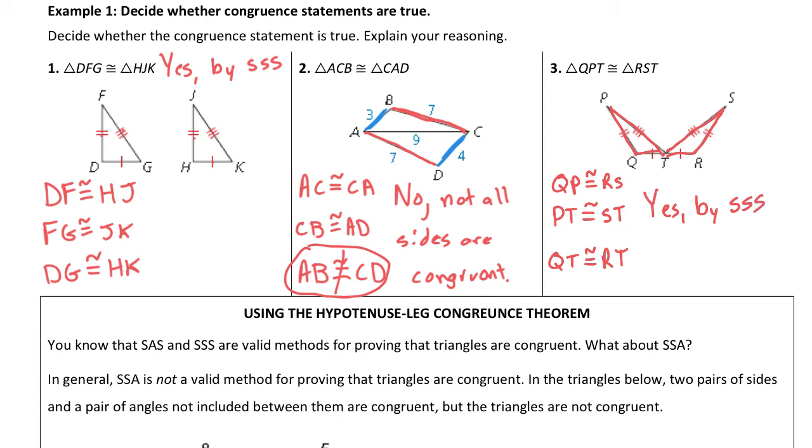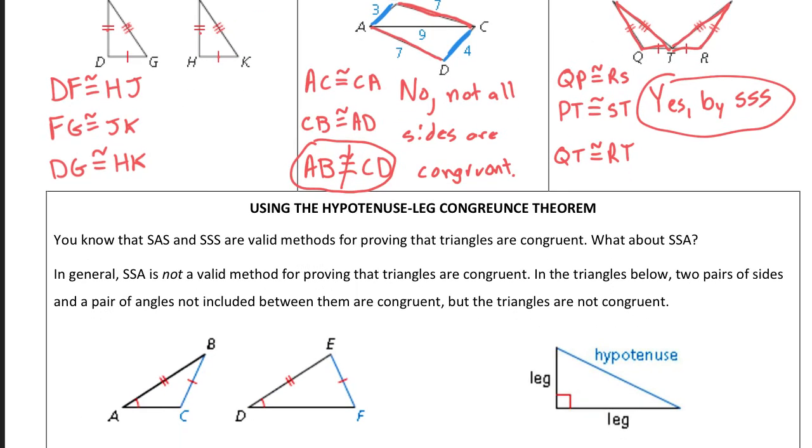So it's me defining what corresponding parts are congruent, and is that enough to call them congruent by side, side, side. So this one I think is the easiest one to pick out. We look at all three sides. Are all three pairs of corresponding sides congruent?